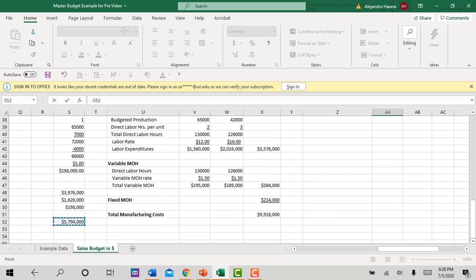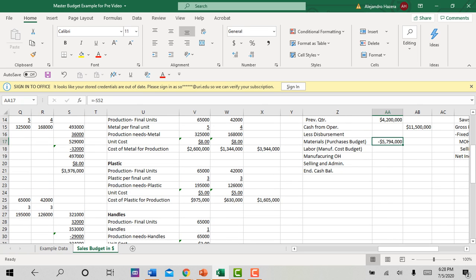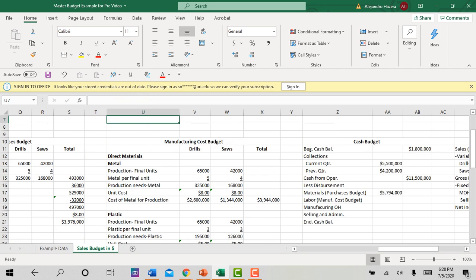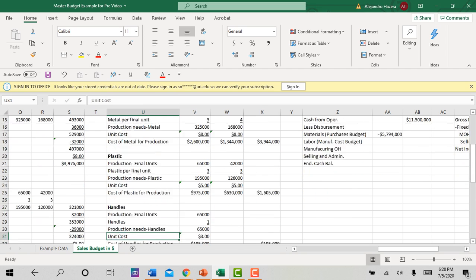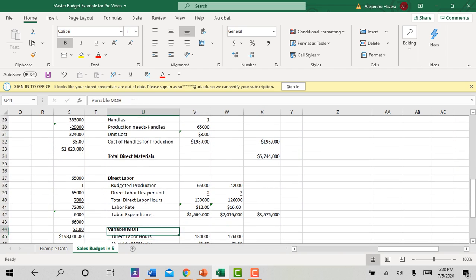There it is right there. So there's your purchases budget. We bought $5.8 million of material. Now the labor is going to be, we're going to take both labor and overhead out of our manufacturing cost budget. Just to look ahead here, you know that our total labor is 3.576.